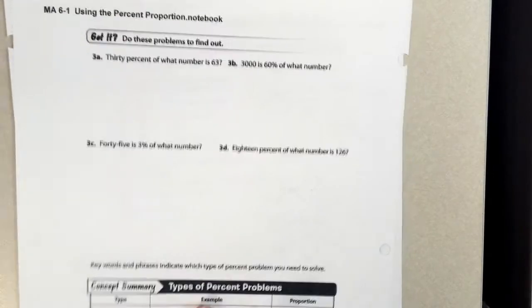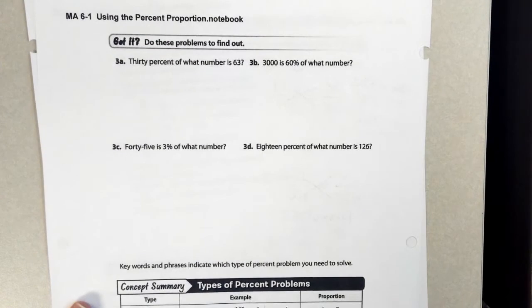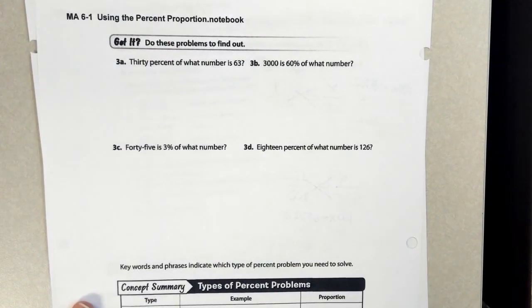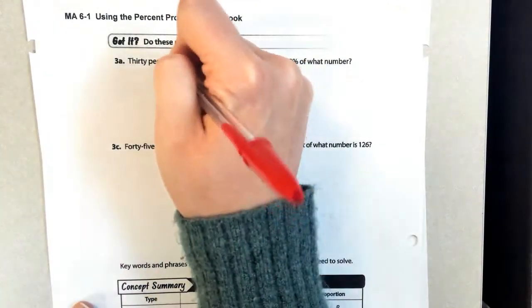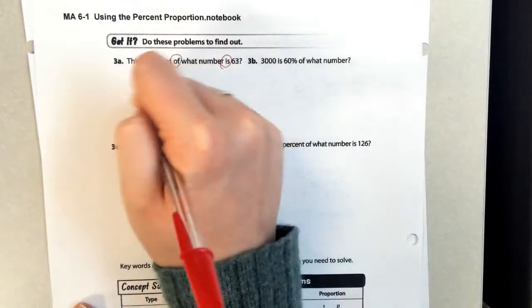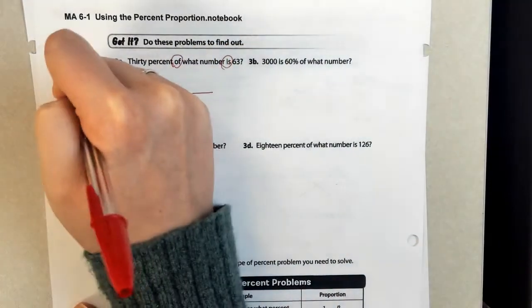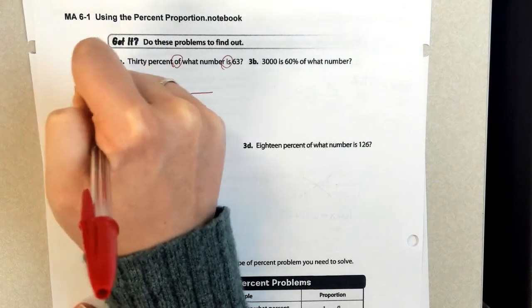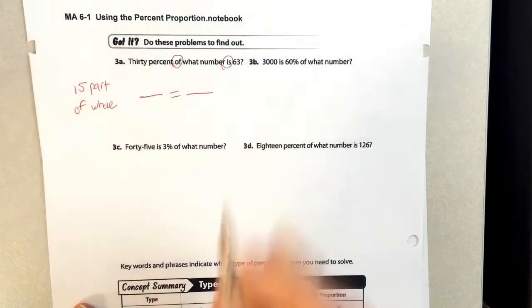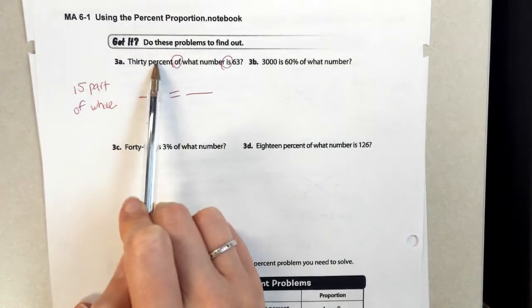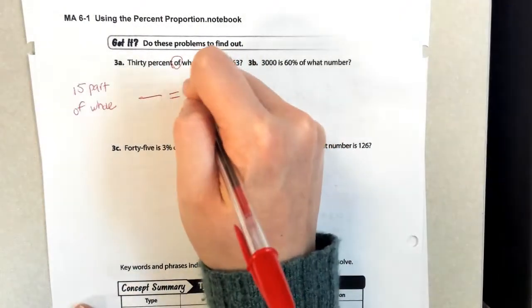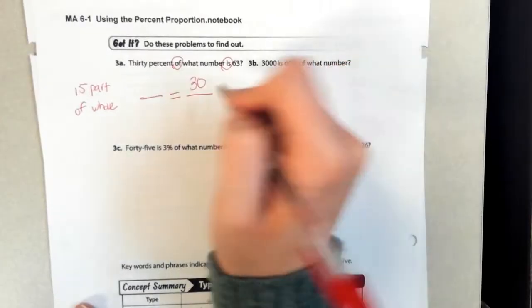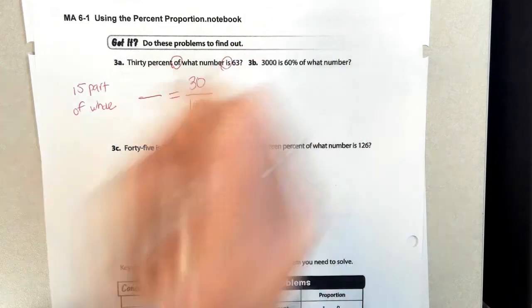On the next set of Got It's, 3a says 30% of what number is 63? Again, is is the part, of is the whole. So 30% is what it says. I know the percent always goes on the top right. Underneath that is always 100.